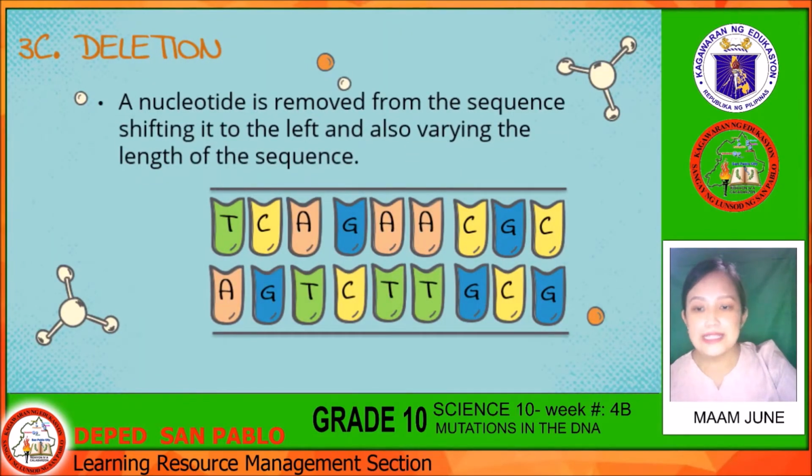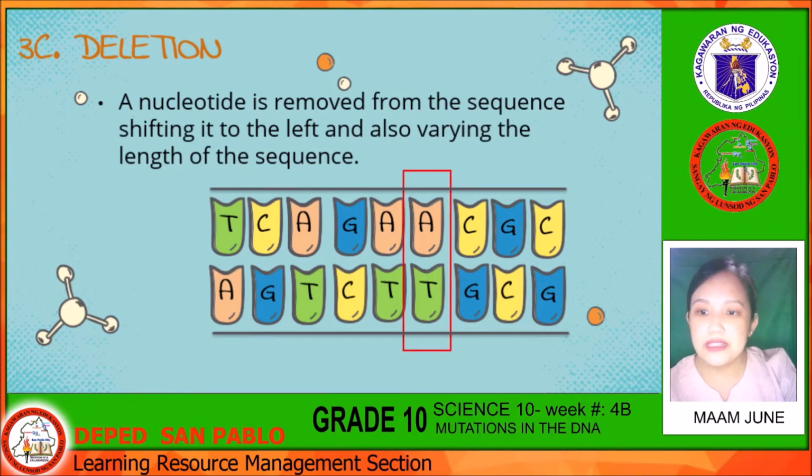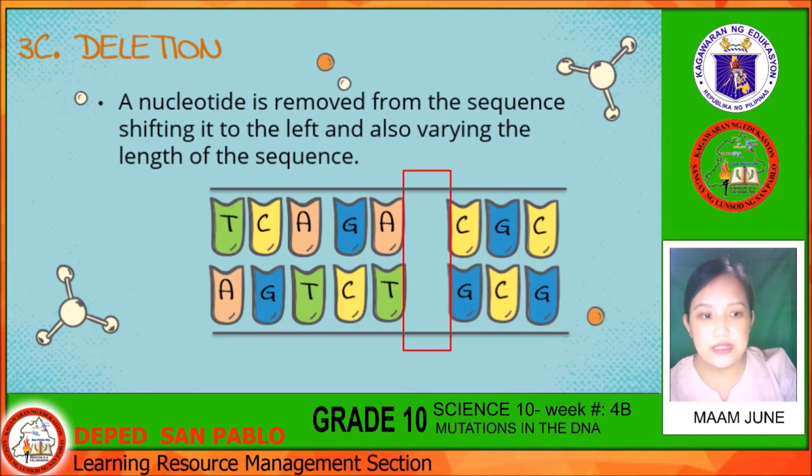When a nucleotide is removed from the sequence, it shifts to the left, varying as well the length of the DNA sequence. This is called deletion. When the base pair adenine and thymine is removed, observe the shift to the left and the reduction in the length of the sequence.